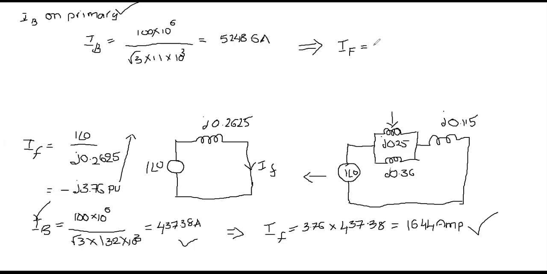The fault current of the two generators is given by 3.76 multiplied by 5248.6. Now you will get 19734.8 amperes.